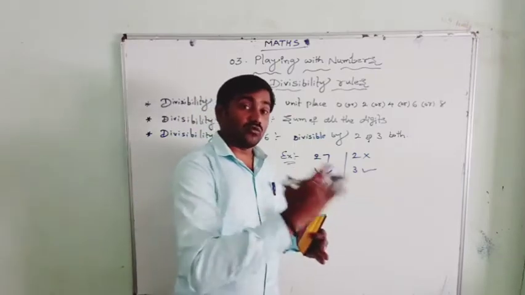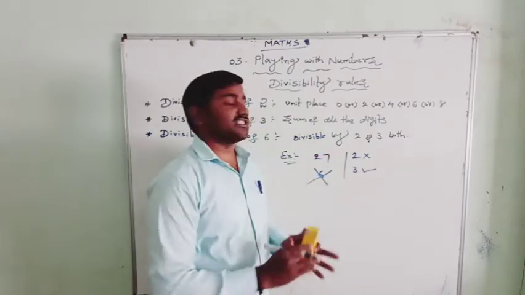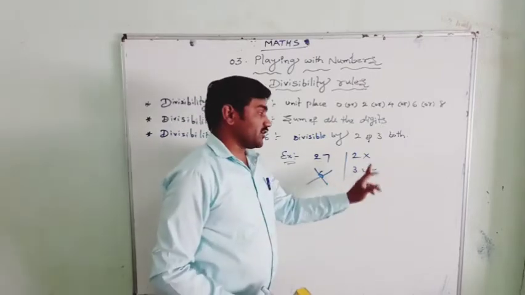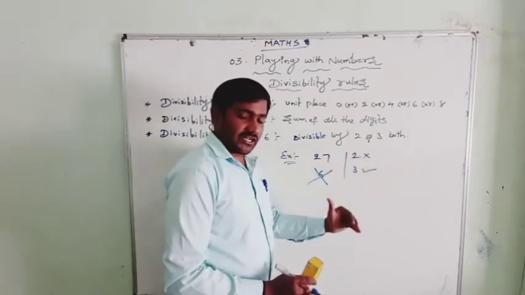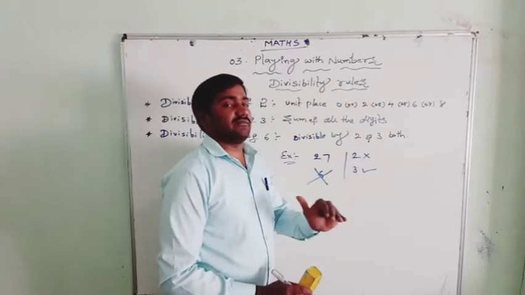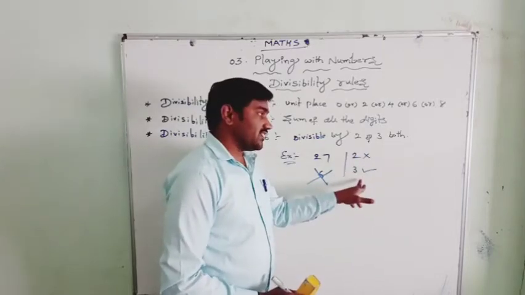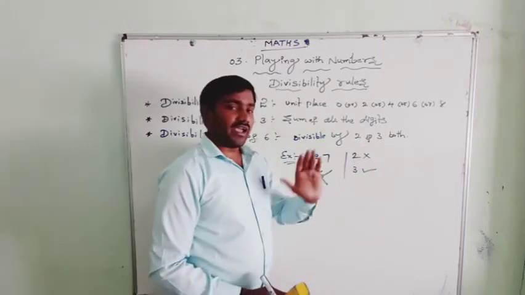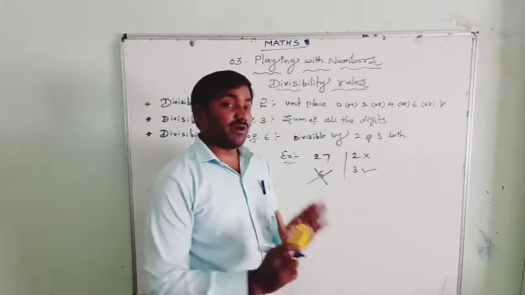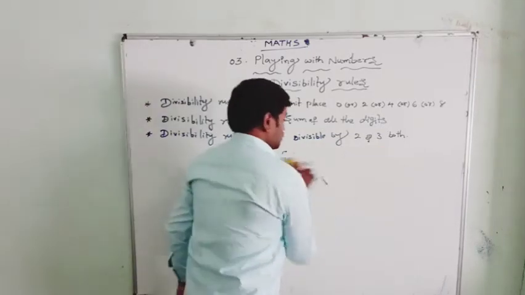If a number is divisible by 2 and 3 both, then only it is divisible by 6. This thing you need to remember. If it is divisible by 2 and not divisible by 3, then it is not divisible by 6. If a number is divisible by 3 and not divisible by 2, hence it is also not divisible by 6. It must be divisible by 2 and 3 both.